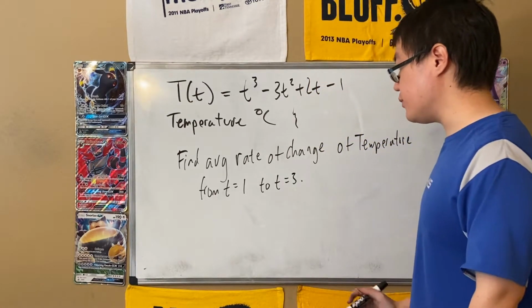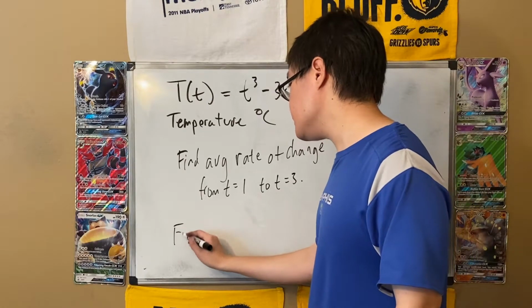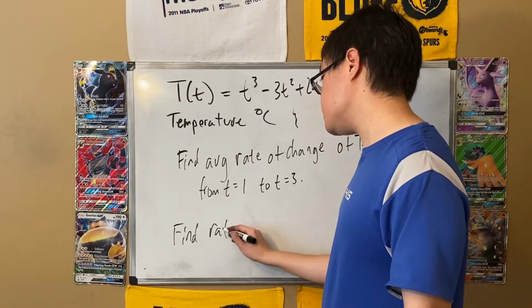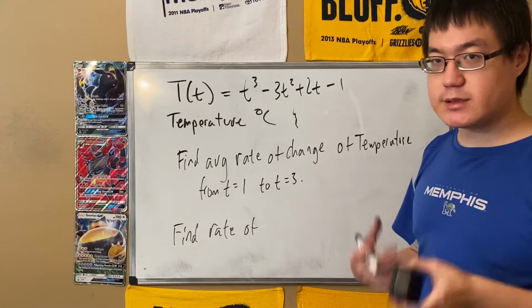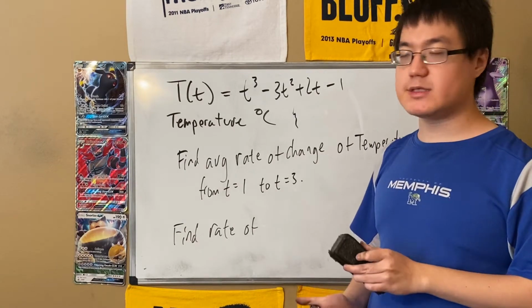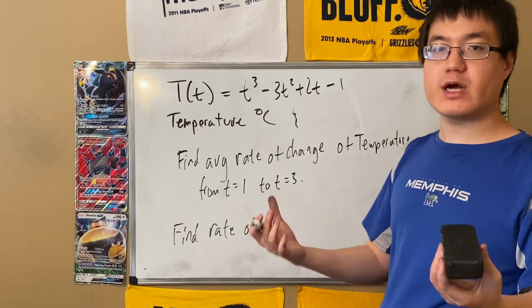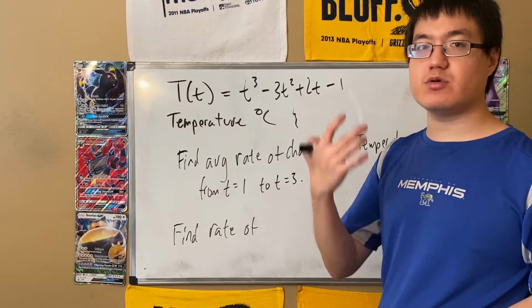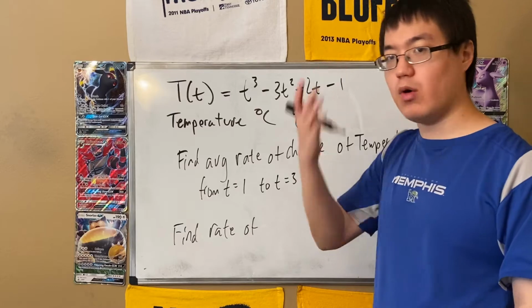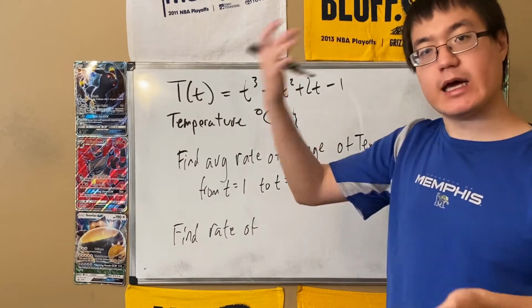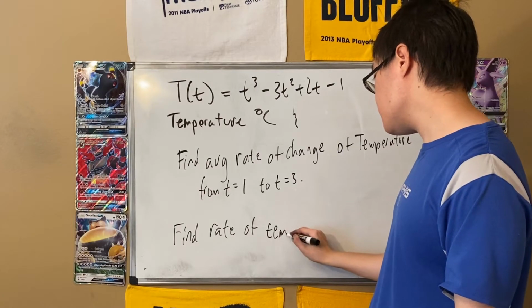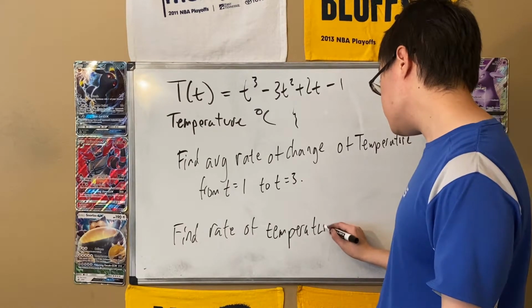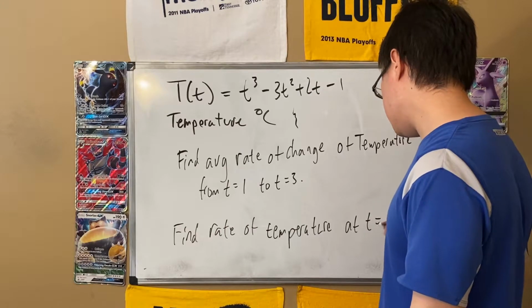And then we are going to find the instantaneous rate of change, or just the rate of change. Sometimes they don't use the word instantaneous, they omit it. But again, it should be pretty easy to tell. Average rate of change will have 2 time periods. Instantaneous rate of change will only have 1 time, because it's instantaneous at that one point. So find the rate of change of the temperature at T is equal to 3.